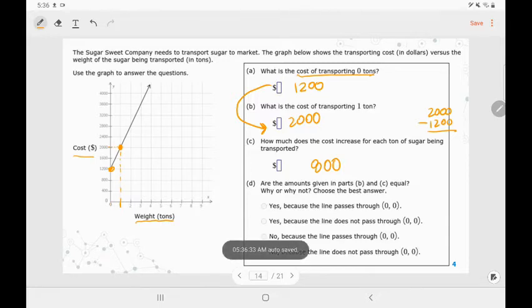Now, are parts B and C equal, as part D asks? Well, it's not a yes, because 2,000 is not the same as 800. And why did that happen? Well, does it pass through 0, 0? That's what's going to make those two equal. And I can see that no, it does not pass through 0, 0. So that's out. So the reason is they're not the same because they do not pass through 0, 0.